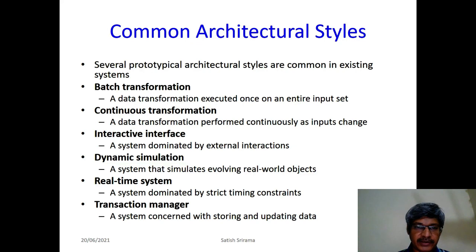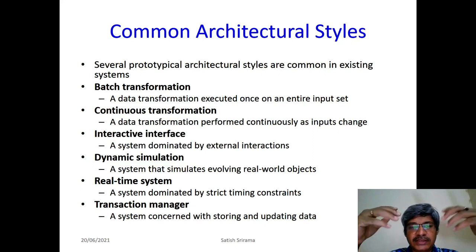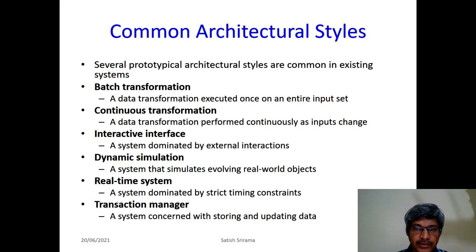Okay, more or less, this list is not complete. So these are some of the important ones. Okay, so the most important prototypical architectural styles. The first one is batch transformation. Okay, this actually deals with a data transformation executed once on an entire input data set. What it is and how it is used, we'll talk about later.